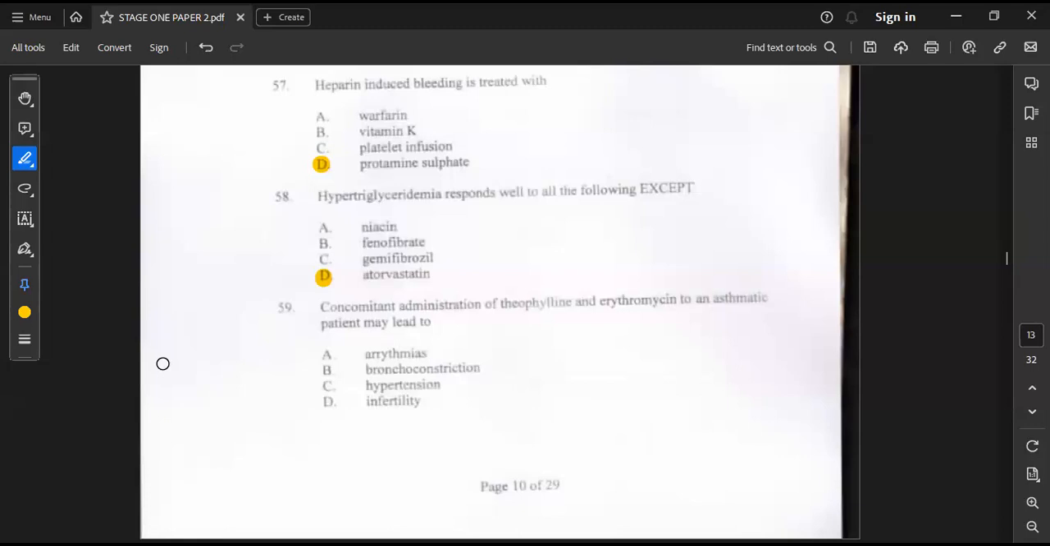I think so too. Yeah, theophylline relaxes the airway, so bronchoconstriction is out. Fatma? Erythromycin inhibits the metabolism of theophylline in the liver, so it leads to elevated theophylline in the blood. So some of the toxicities, nausea, that's right. I agree with you, it's arrhythmias. Seizure is another adverse effect that will be exacerbated. Yeah. Okay, please scroll down.